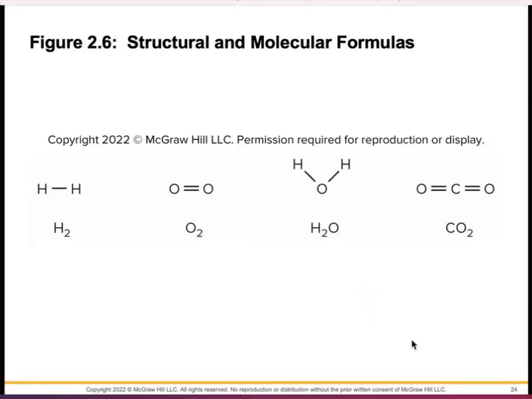So take a look here. You have two hydrogen atoms. They have one line here, okay? So they are sharing one pair of electrons and they are forming a single bond. While these two oxygen atoms are forming a double bond, and this is indicated by two lines.